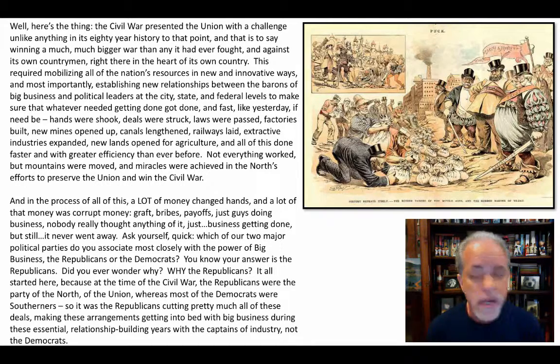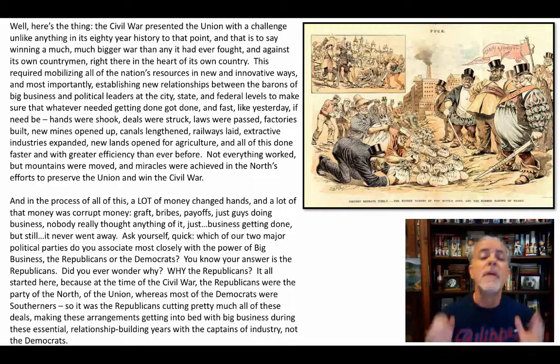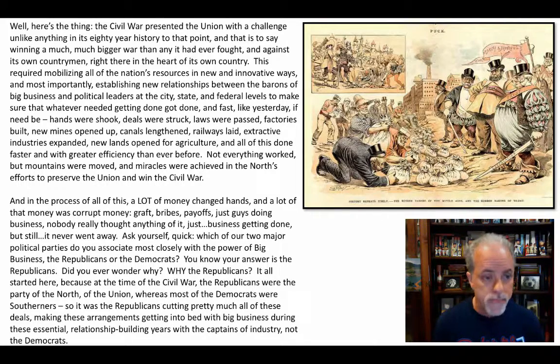Not everything worked, but mountains were moved and miracles were achieved in the North's efforts to preserve the Union and win the Civil War. And in the process of all of this, a lot of money changed hands. And a lot of that money was corrupt money, graft, bribes, payoffs, just guys doing business. Nobody really thought anything of it, just business getting done. But still, it never went away.